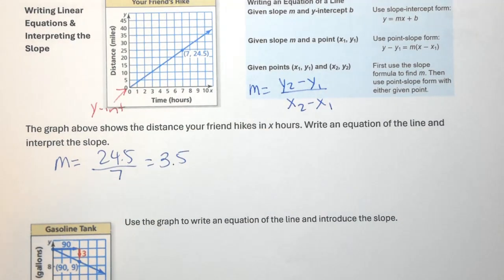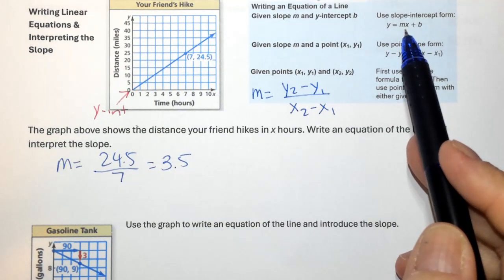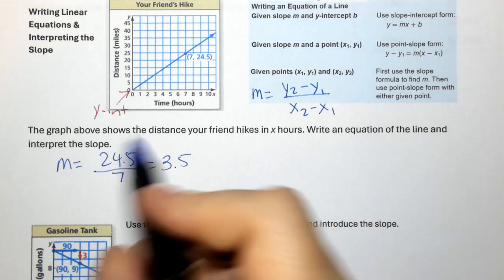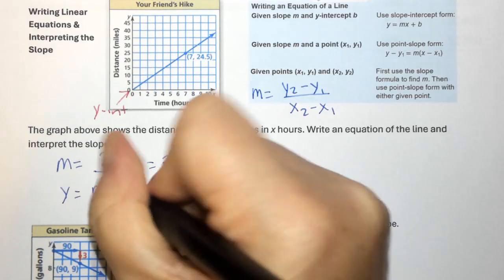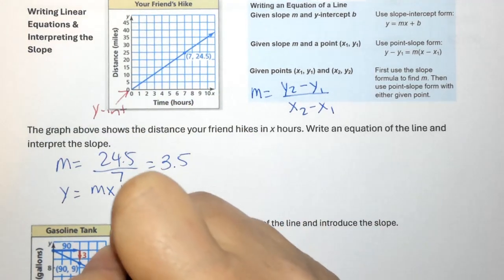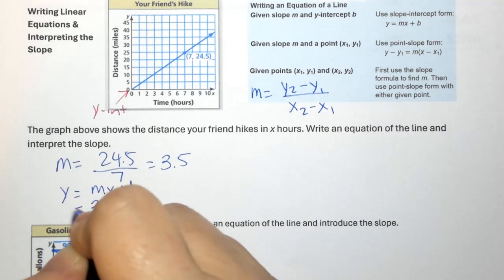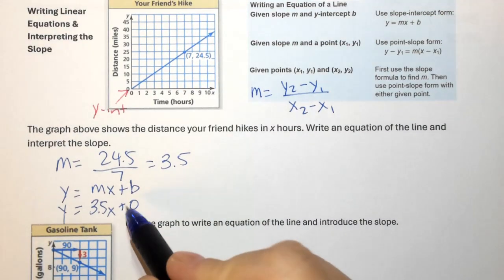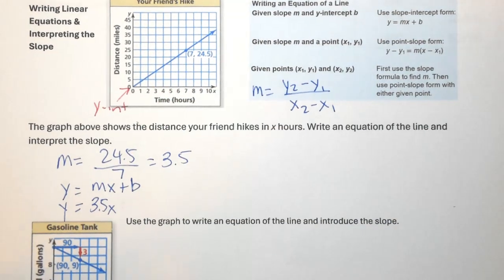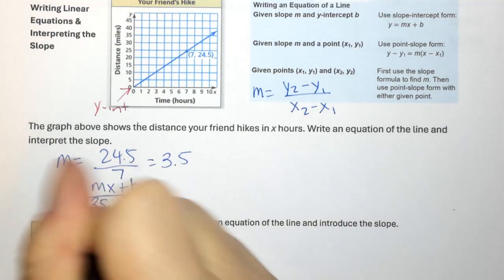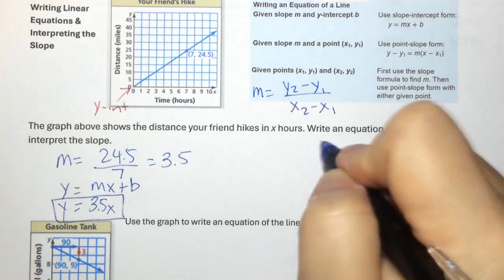We need to write an equation. Well, if I know the slope and I know the y-intercept, I can use slope-intercept form. So let's go ahead and do that. I've got y equals mx plus b, where my b is my y-intercept, which is 0, and my slope is 3.5. Is it necessary to have this plus 0 there? No, we can erase it. Well, I can erase it, or you could rewrite it. It's up to you. All right, so we have y equals 3.5x. That is your equation. So we did this part.